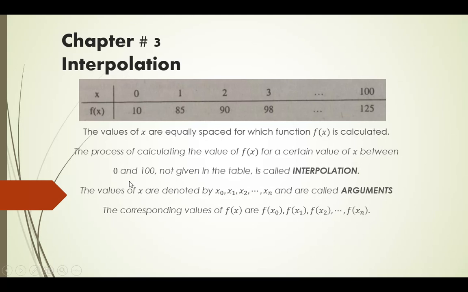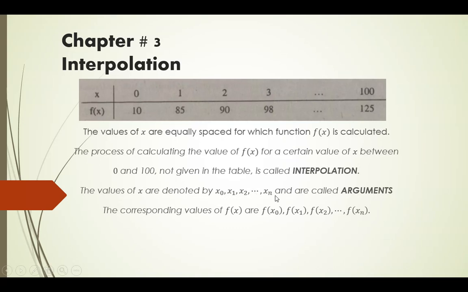Thirdly, I have recently told you that the values of x are denoted by x0, x1, x2 and xn. For example, this value of x will be denoted by x0. This is x0. That is x1. That is x2. That is x3, and so on. So this is say xn.